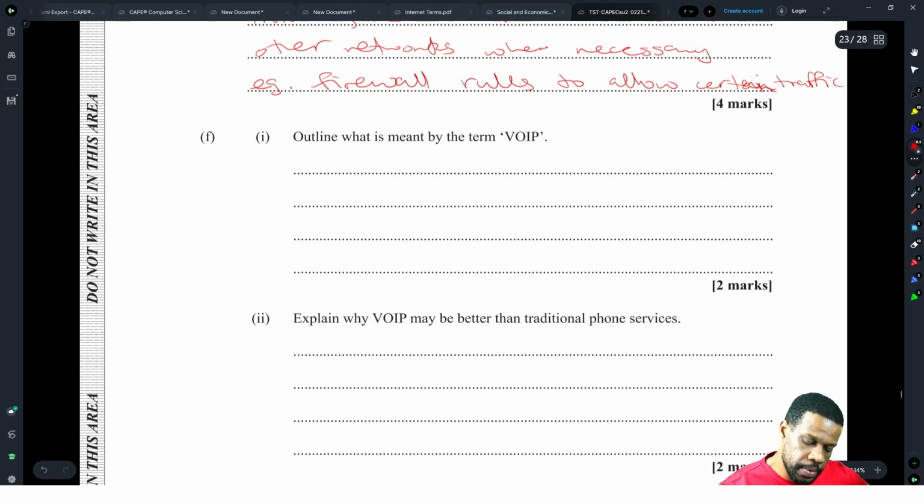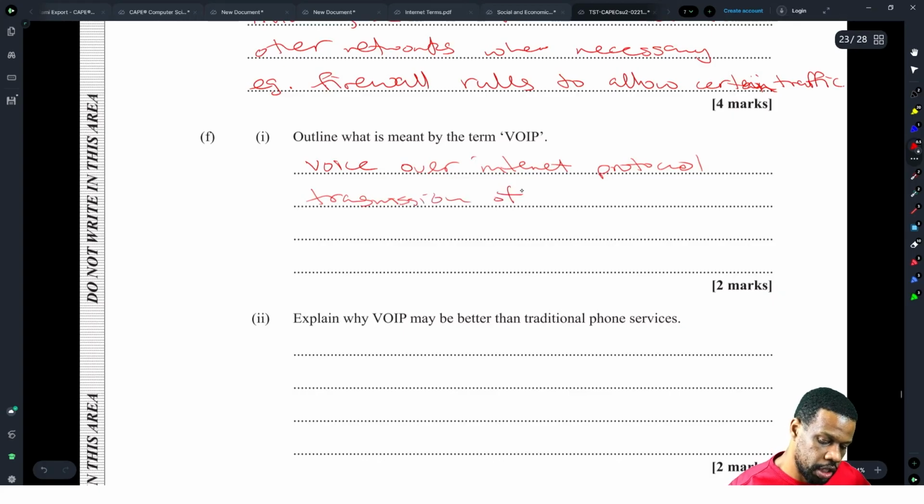Outline what is meant by the term VoIP. Voice over Internet Protocol. Transmission of data that is encoded with voice communication.